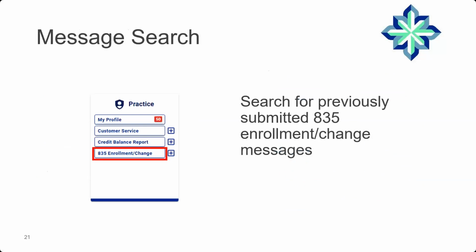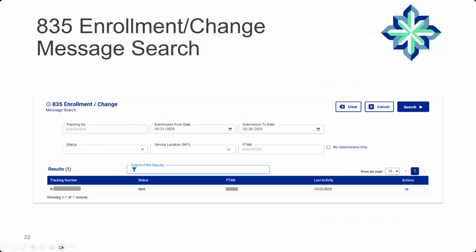Now you can also review the request that you have sent by choosing the larger button that is labeled 835 Enrollment Change. Here, you're going to find previously submitted requests. Searches can be refined by entering information into the fields at the top of the screen. You can enter the tracking number that was given to you in the confirmation message that we just looked at earlier. If you have a specific date range that you are looking for, those can also be entered.